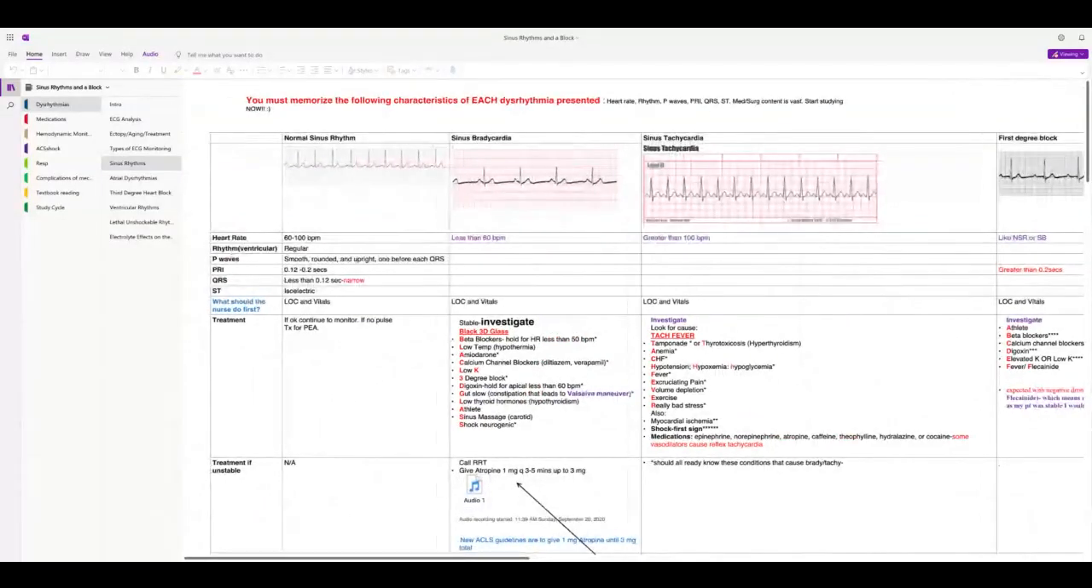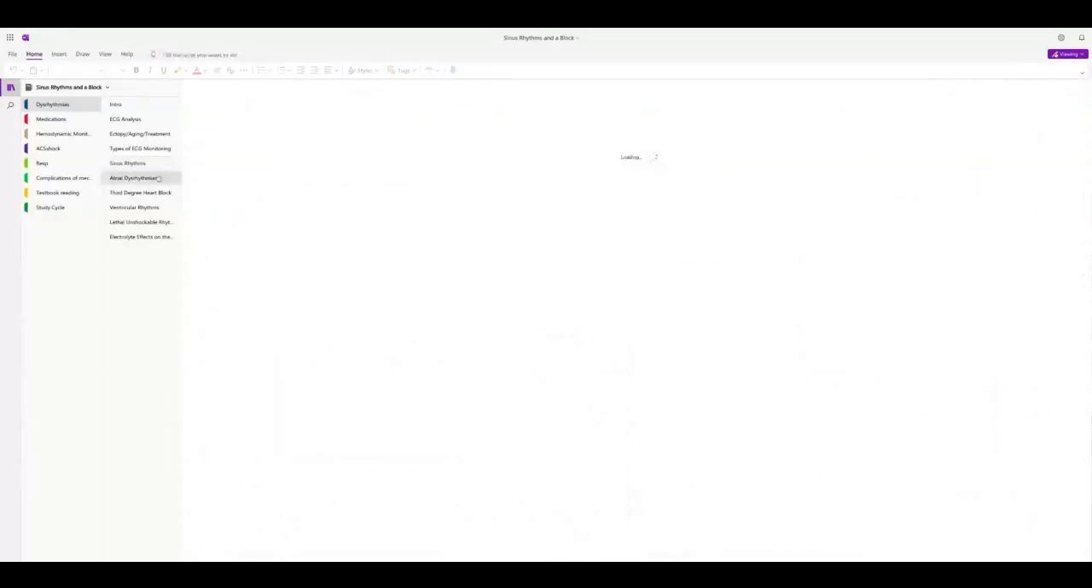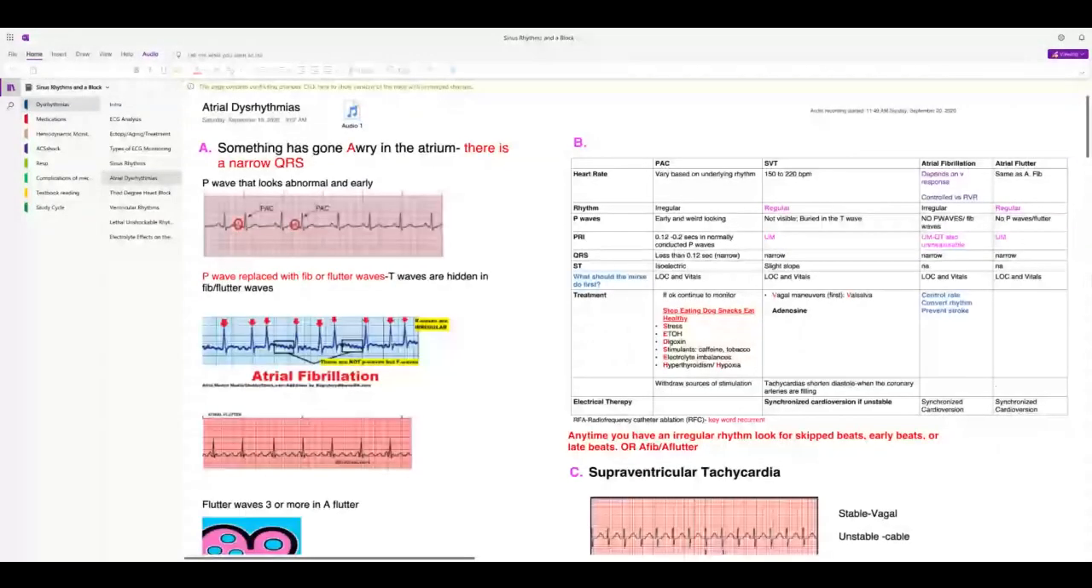All right, we're going to go to atrial dysrhythmias. Now, when we talk about atrial dysrhythmias, remember that the P wave represents atrial depolarization. So with atrial dysrhythmias, the P wave is either going to be early, it's going to be missing or replaced with fib waves or sawtooth waves, or it's going to be buried in the T wave, okay? And I'll explain further.